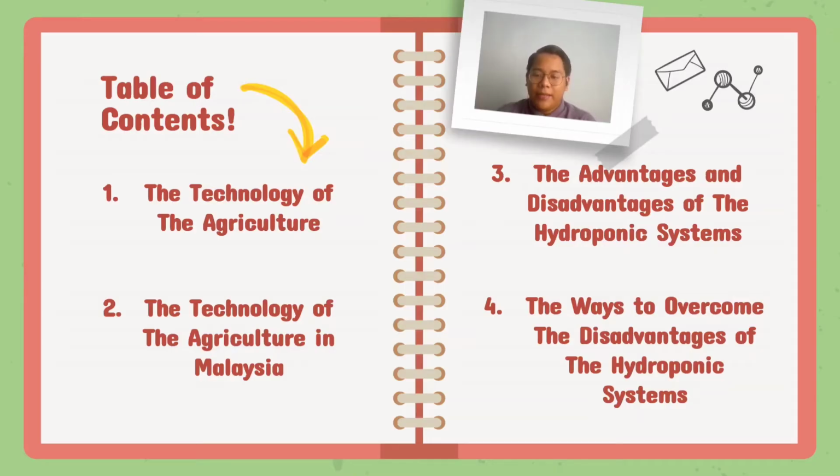So, let's take a look at the contents in my topic for today. The first content is the technology of the agriculture. The second is the technology of the agriculture in Malaysia. The third one is the advantage and disadvantage of the hydroponic system. And the fourth one, the ways to overcome the disadvantage of the hydroponic system.